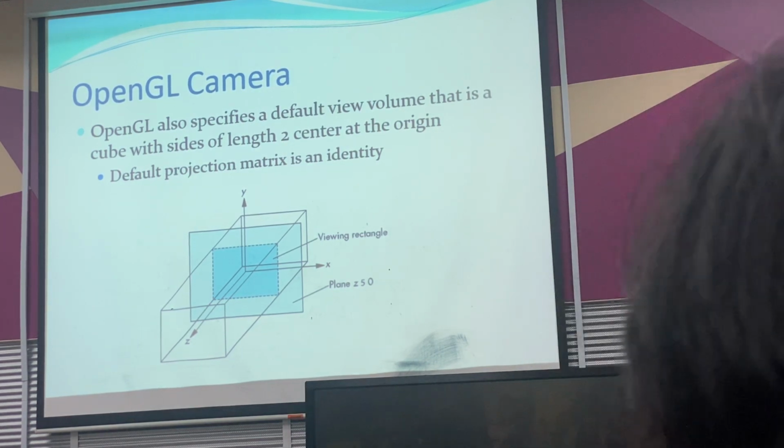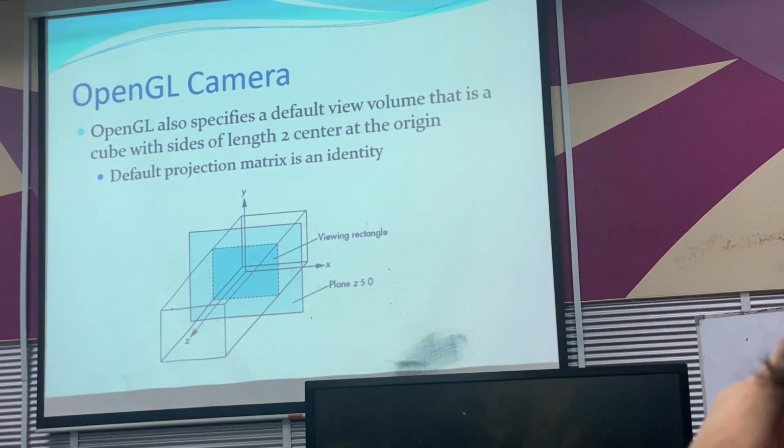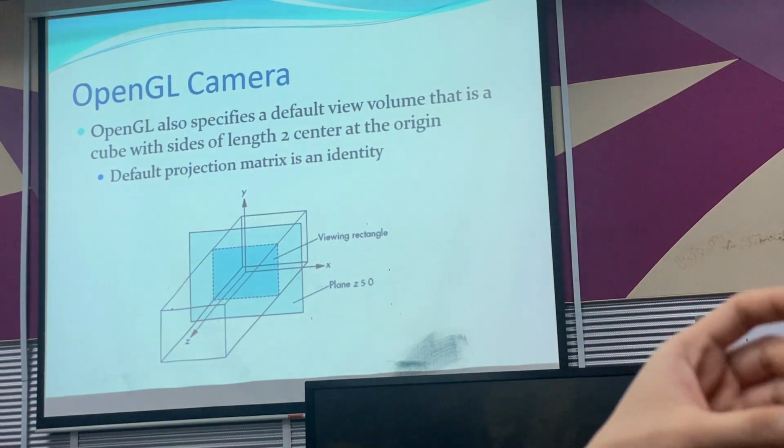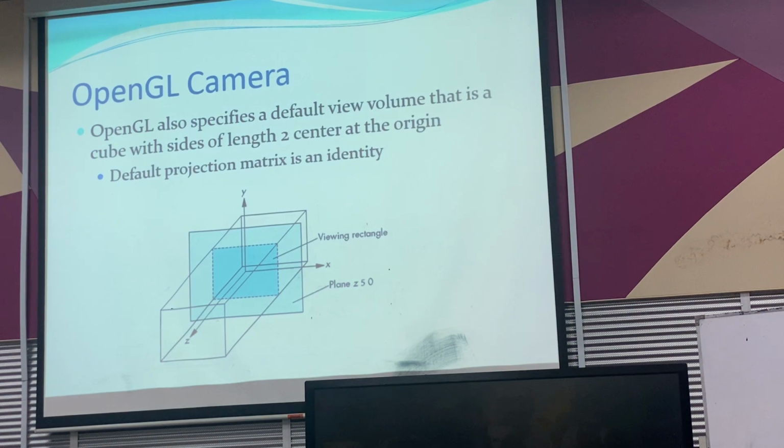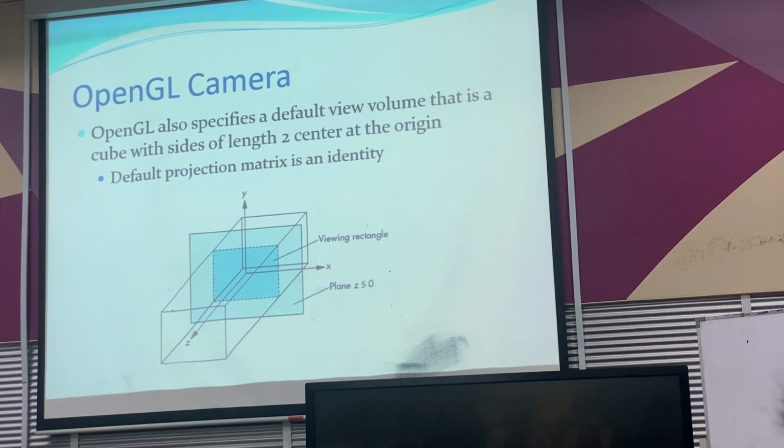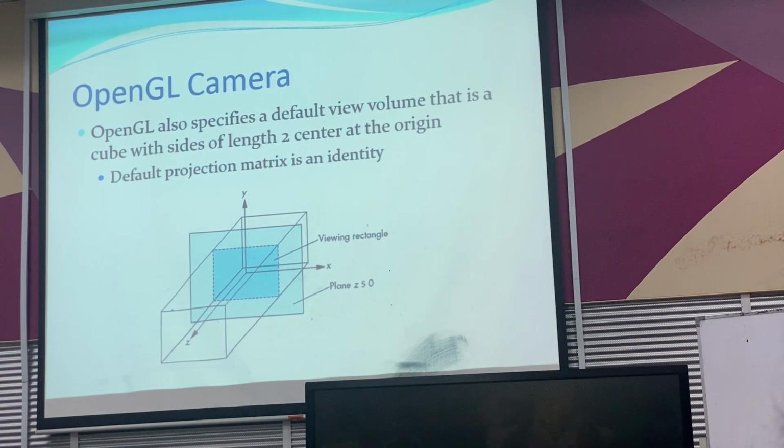So the default is one in X, Y, and Z, so 2 times 2 times 2. That's why X is negative 1.0 to 1.0, your Y is also negative 1.0 to 1.0, and your Z is also negative 1.0 to 1.0.